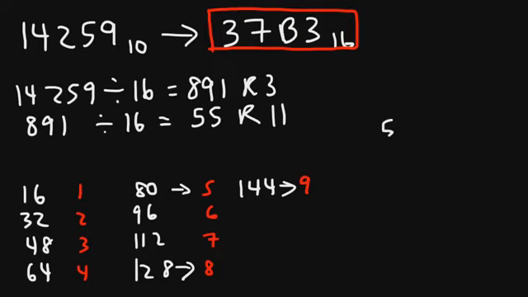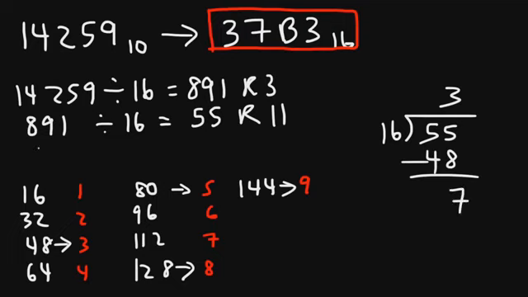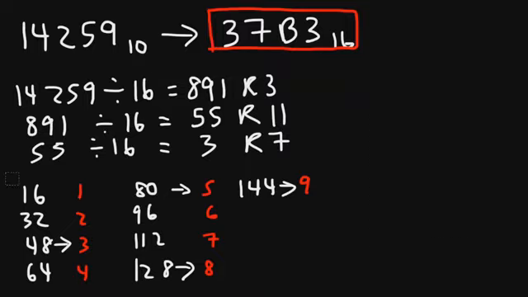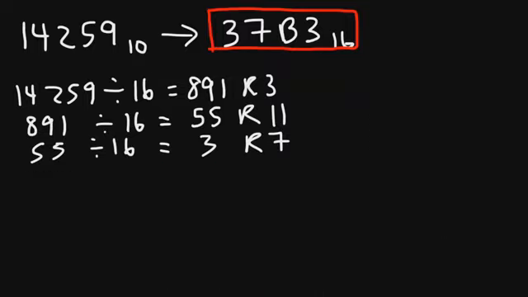Now let's divide 55 by 16. 16 goes into 55 3 times. 16 times 3 is 48, and the remainder is 7. So we have 55 divided by 16, which is 3, remainder 7. And then we need to divide 3 by 16, which 16 goes into 3 0 times with 3 remaining.